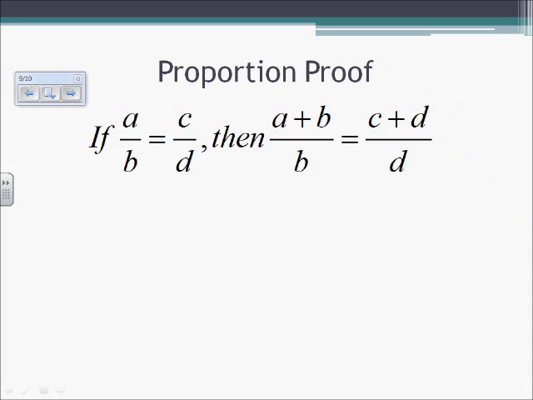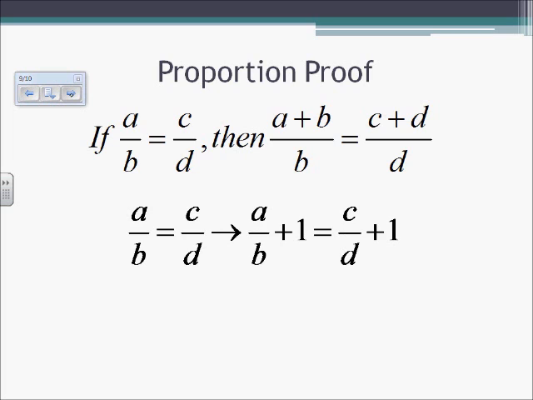Alright, the last thing that we're going to talk about is our proof. We're going to prove the second statement from the first slide, which is if A over B is equal to C over D, then A plus B over B is equal to C plus D over D. And we don't need to do a two-column proof like we've done with our geometric shapes and things like that. We're just going to do a flow type of reasoning, an algebraic proof.